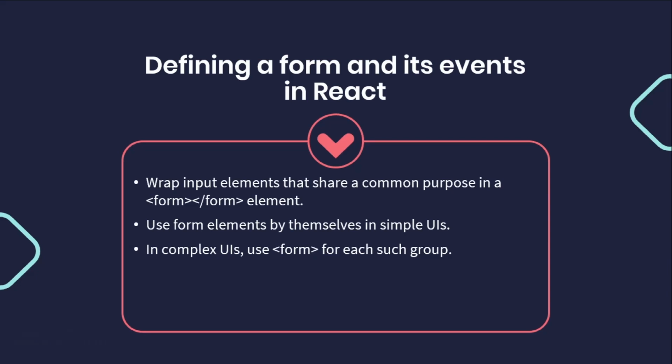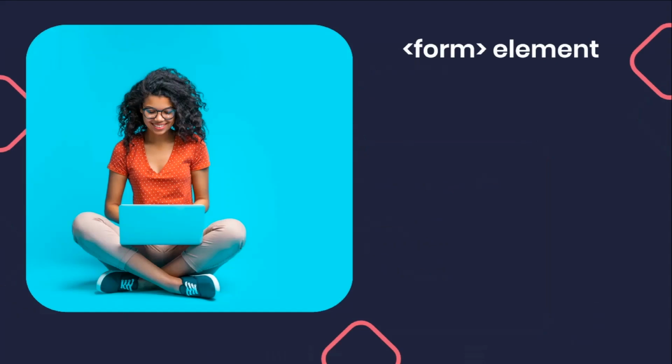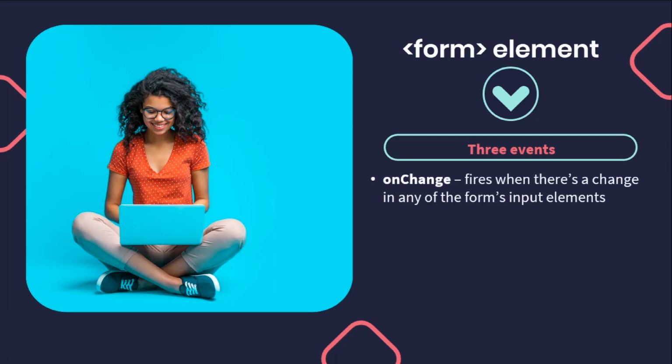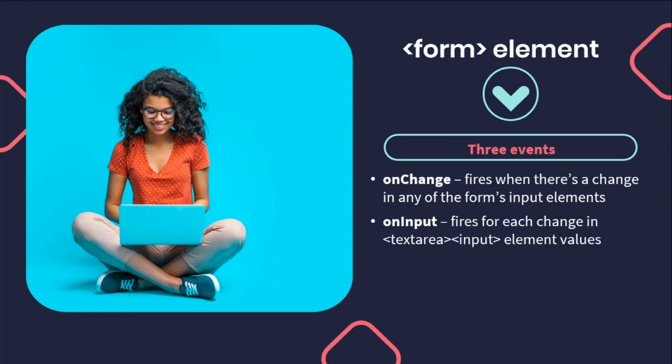React's form is rendered like an HTML form, so whatever rules you have for the HTML form will apply to React's form element too. For example, according to the HTML5 spec, you should not nest forms. The form element can have events. React supports 3 events for forms, in addition to the standard React DOM events. These are onChange, which fires when there's a change in any of the form's input elements. OnInput, which fires for each change in text area input element values, but the React team doesn't recommend using this. OnSubmit fires when the form is submitted, usually by pressing enter.